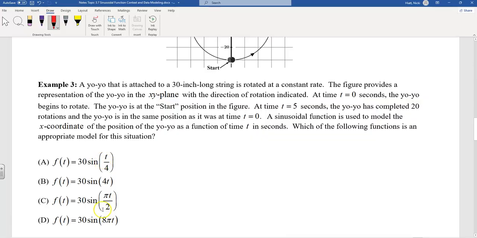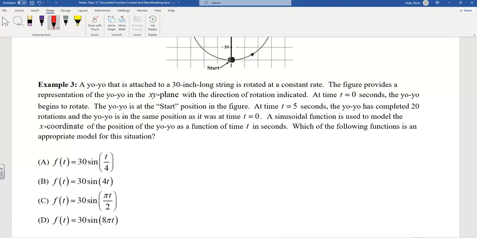The B value, which affects the period of the graph, right? So we could analyze this much deeper, and we're going to do a few problems where we do. But really, the period's the only thing they're asking. Like, that B value and the period are the only thing that they're asking us for. So we need to think about what the period of this function is.